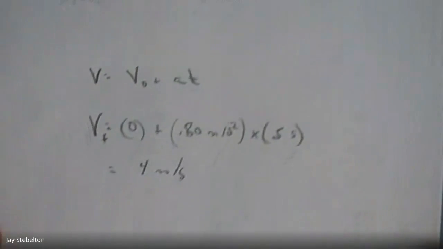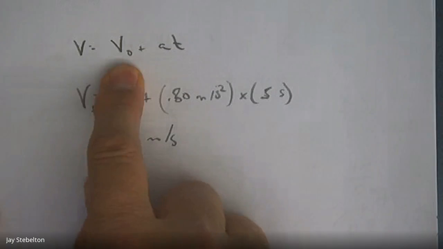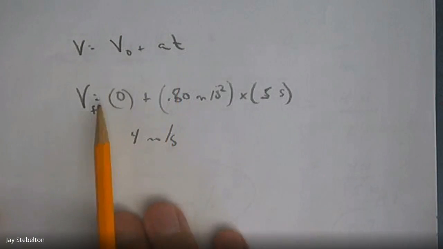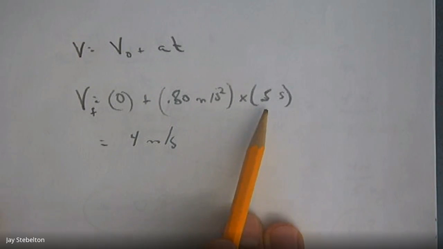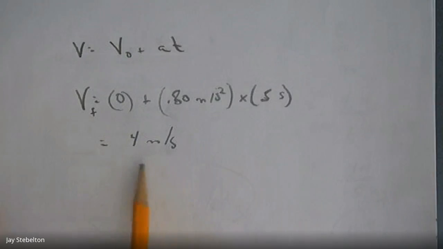You can also solve for final velocity. Here's final velocity. Remember, V naught was 0. So it's just acceleration times time. Your acceleration was 0.80 times a time of 5 seconds. So your final velocity, just like the gizmo told us, was 4 meters per second.